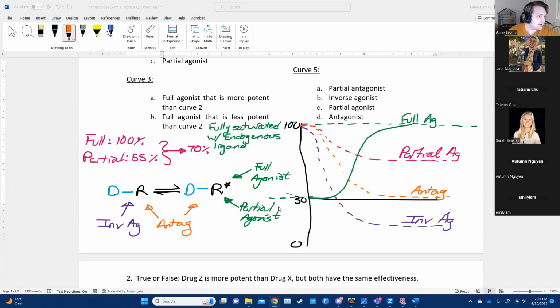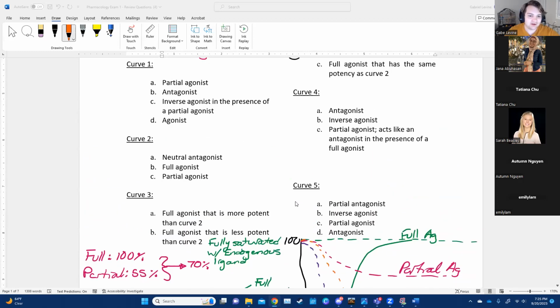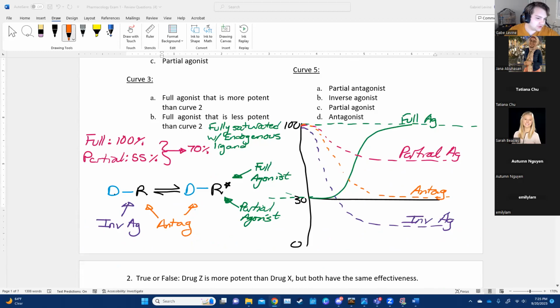Okay. Is that a neutral agonist? Neutral antagonist. Yes. Yeah. Neutral and neutral antagonist are used interchangeably. It won't be until later that we talk about a non-neutral.